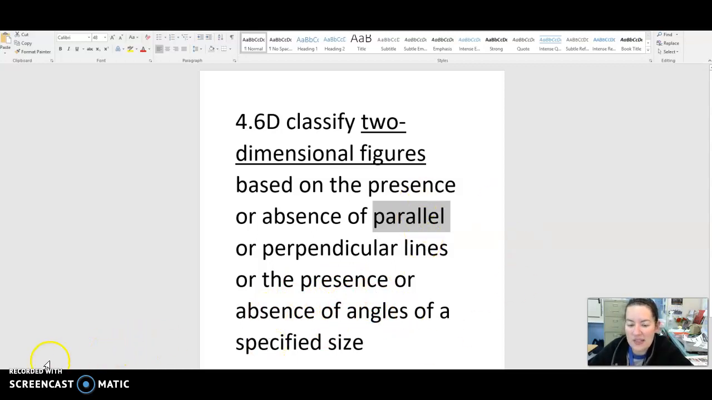So this one is kind of difficult. It's going to give you clues. So it'll say what kind of shape will have these types of angles and these types of lines, and you're going to have to be able to imagine and draw and figure out what kind of shapes they are. So they're kind of like clues.